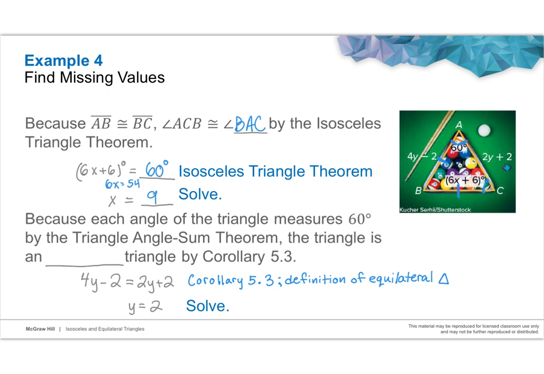Then, because each of the angles of the triangle measures 60 degrees, the triangle is equilateral. So we can set the expressions for the sides, which involve the variable y, equal to each other. We have 4y minus 2 equals 2y plus 2, and we get 2y equals 4, and y equals 2.